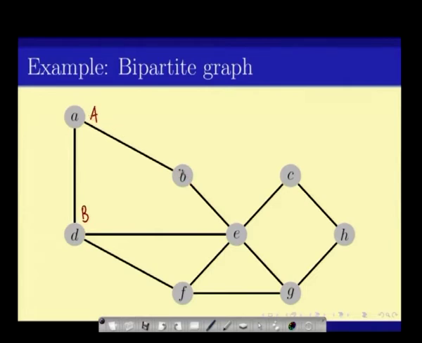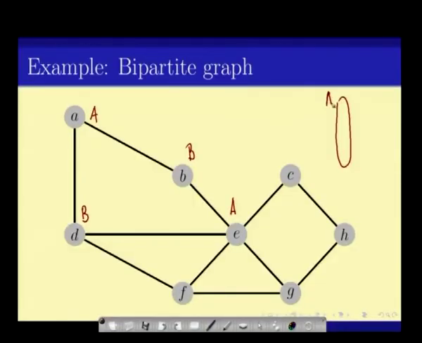Similarly, since this is in A, I have to put this one in B. Now, since this is in B, I have to put this one in A, because if I put this one in B, then I will have an edge between two vertices in B, which cannot be. So, I have to put this one in A. This is fine, there is the edge between A and B, that is not a problem. But let us see what happens to F. Because this one is B, I have to put F in A. But if I put it in A, then there will be an edge between two vertices in A. So, this way will not work. So, this is not a bipartite graph.